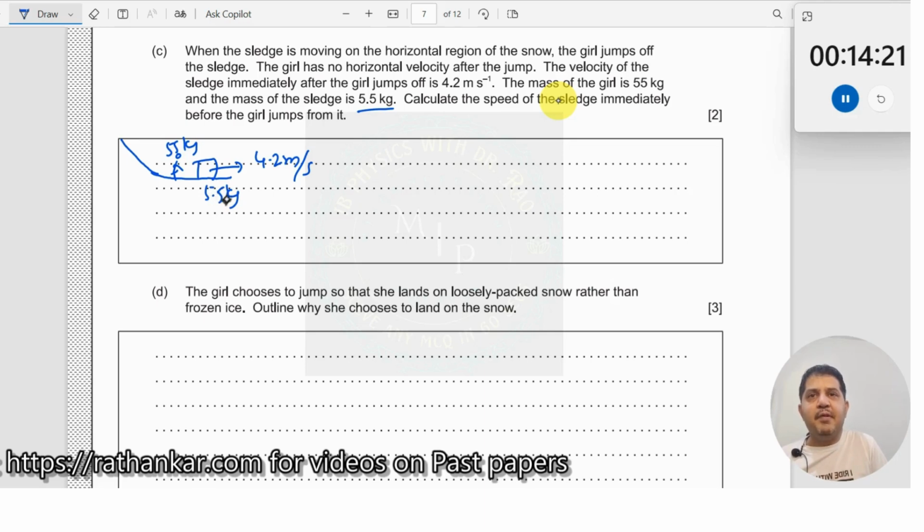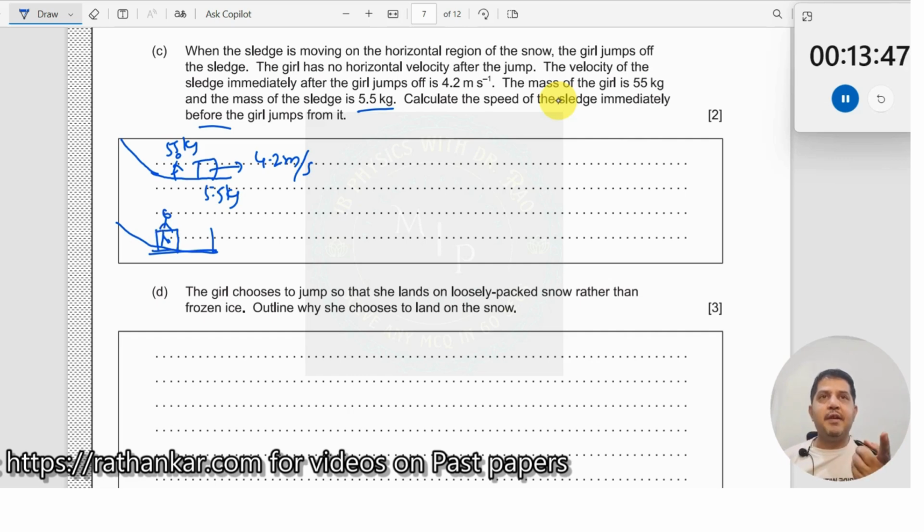Calculate the speed of the sledge immediately before the girl jumps. That means what? When the girl and the sledge were together on the horizontal position, what was the velocity as compared to at this position? Now what is this? This is nothing but an explosion, right? In an explosion, you have a single entity, then suddenly it breaks up into two entities and comes out. In a similar way, one entity is here, the other part is over here. So here they were together.